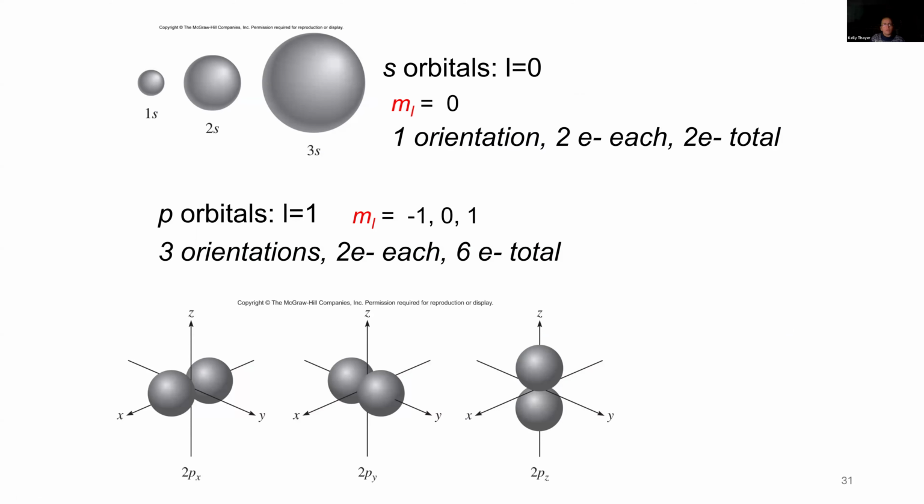Next, we have the s orbitals. L equals 0, m sub l equals 0. So we see we can run from the 1s to the 2s to the 3s. We have one orientation with 2 electrons each. That would be 2 electrons total per shell, and then you need to see how many shells you actually have. So p orbitals have L equals 1. That means that m sub l is going to run from -1, 0, and 1. These are the 3 orientations with 2 electrons each for a total of 6 electrons. This is why p has 6 electrons in it. So here we have the x version, the y version, and this is the z version.